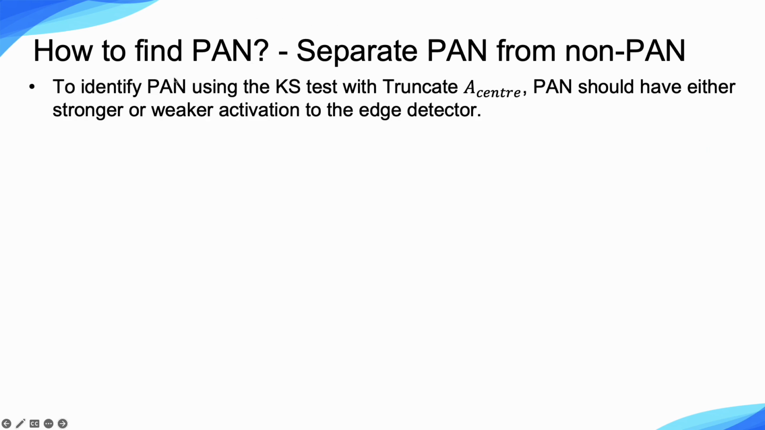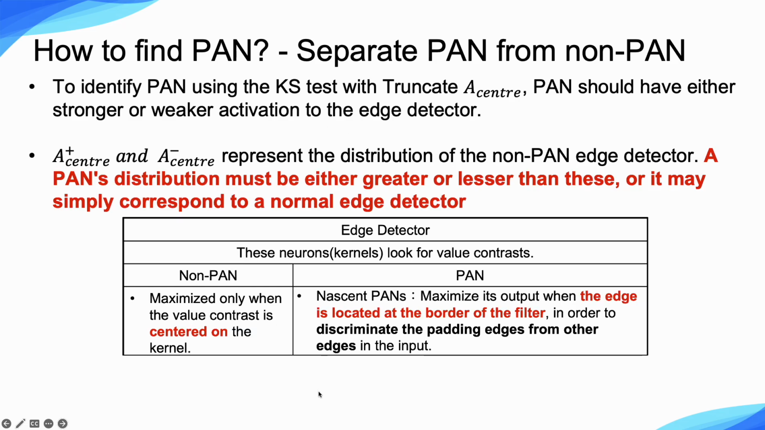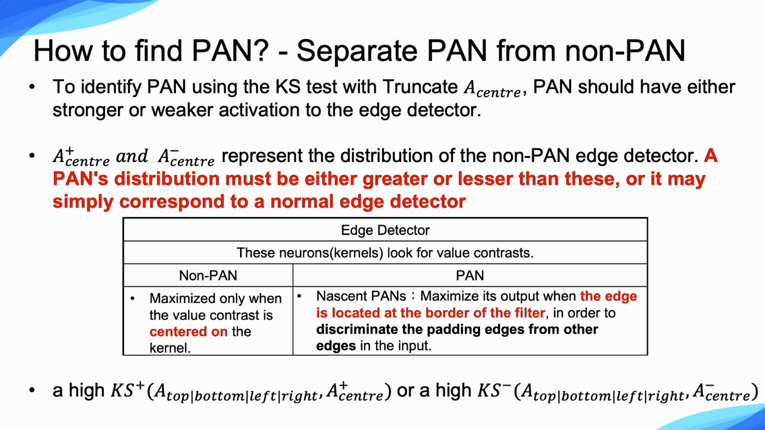To identify pan using a KS test with truncated center, a pan should have either stronger or weaker activation than the edge detector. So A plus center and A minus center represent the distribution of the non-pan edge detector. A pan's distribution must be either greater or lesser than this, or it may simply correspond to a normal edge detector. So we can use these two conditions to identify if this edge detector is a pan or non-pan.